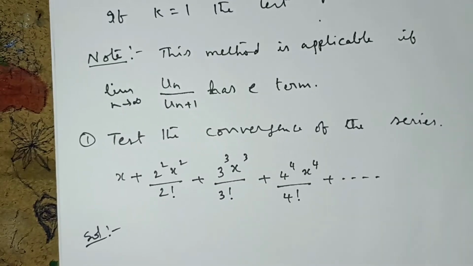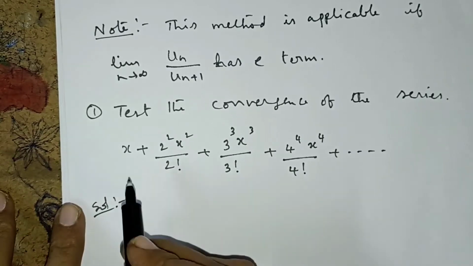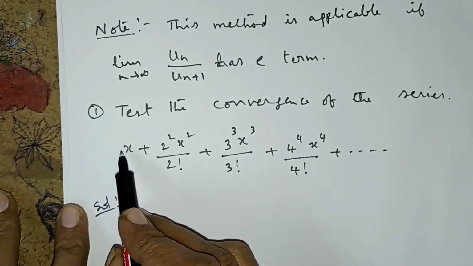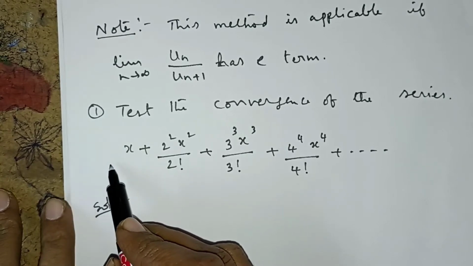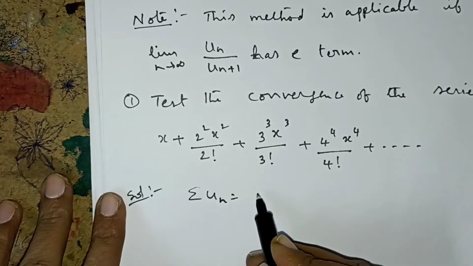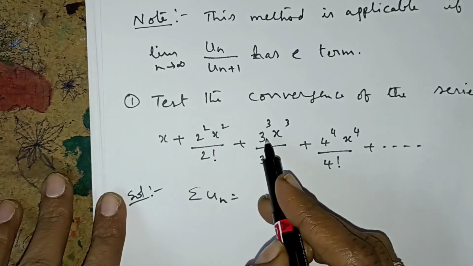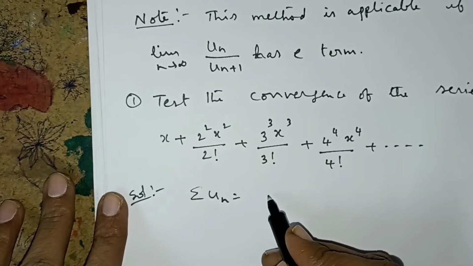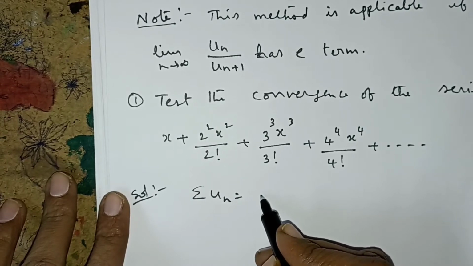Now we will see one problem. Test the convergence of the series. If you observe the given series, first we will find the nth term. There is nothing there, so x into 1 squared. 1 squared by 1 factorial we can assume. Therefore sigma un is equal to 1 squared, 2 squared, 3 squared, 4 squared and so on.